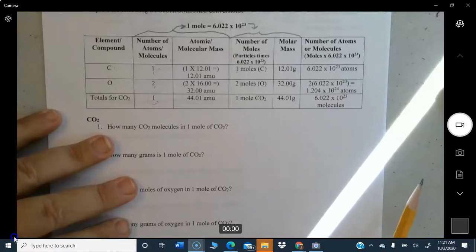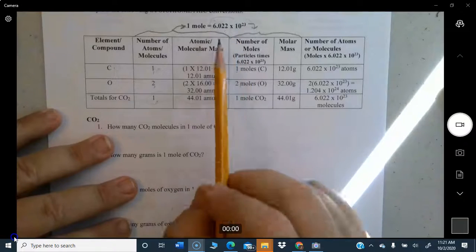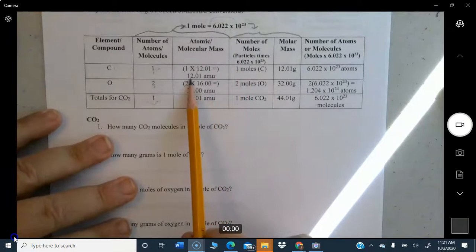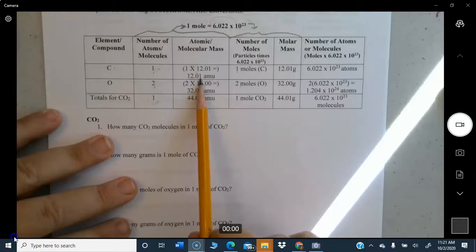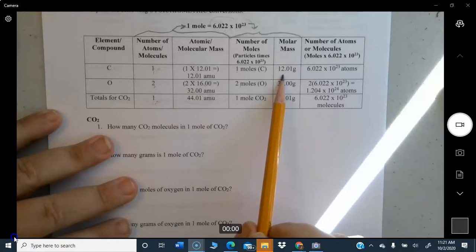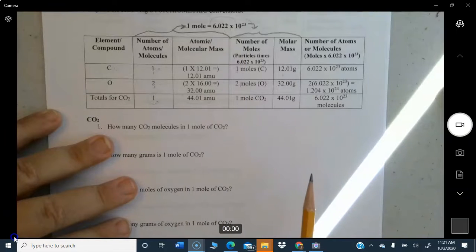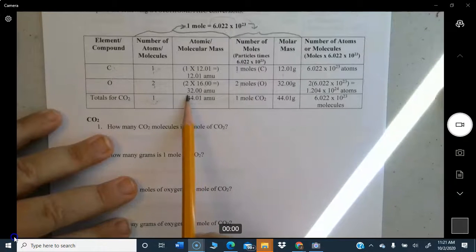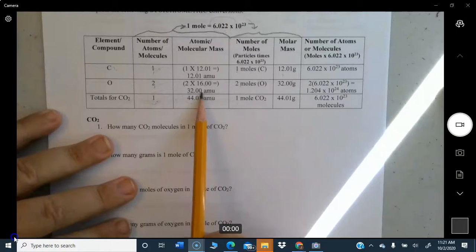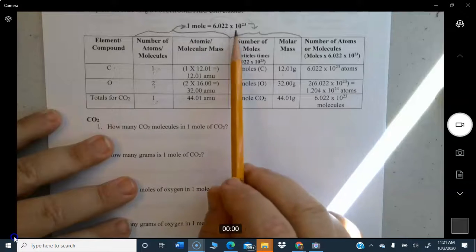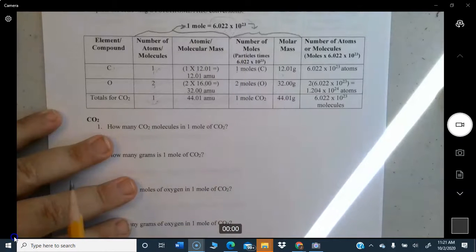Okay, that's simple enough. Again, the magic of this specific number is this next column. You go from 12.01 AMU for a single carbon atom to, if you have a mole of carbon atoms, 12.01 grams. Same numeric value, you've just changed the unit of measure. Next, oxygen. The 2 oxygens together is 32 AMU. If you take 2 moles of that, you'll end up with 32 grams. And finally, you can add these together to get this down here.